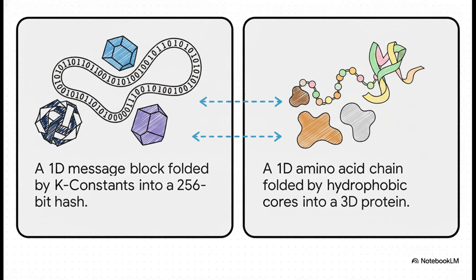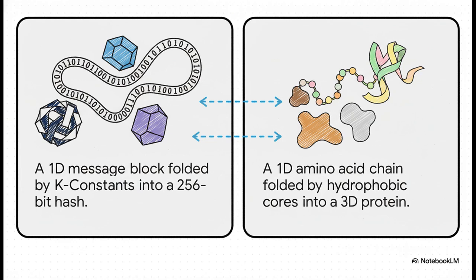And I mean, look at this. The parallels here are just brilliant. On the left, in silicon, you've got a 1D message block that gets folded using these fixed K constants. And on the right, in carbon, you've got a 1D amino acid chain that gets folded by these hydrophobic cores. Both systems use choice operators to decide the geometry, and both spit out a unique, stable 3D structure.